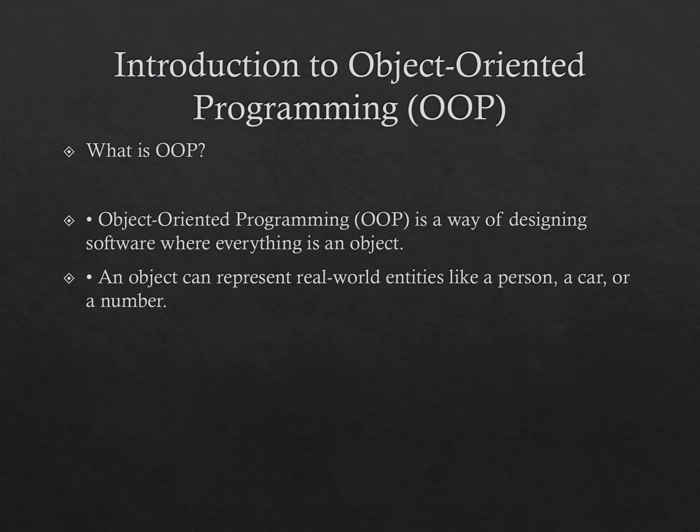What is object-oriented programming? Object-oriented programming is a way of designing software where everything is an object. And what does an object represent? It's a real world entity like a person, a car, or a number.